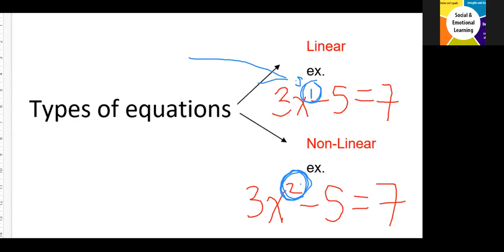So, yeah, very nice. Look, with a linear equation, the largest exponent is a 1. With a nonlinear equation, the largest exponent is something other than 1. Okay? Now let's see if you understood what I said. We'll practice that.